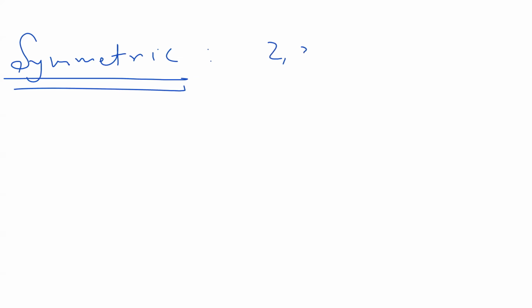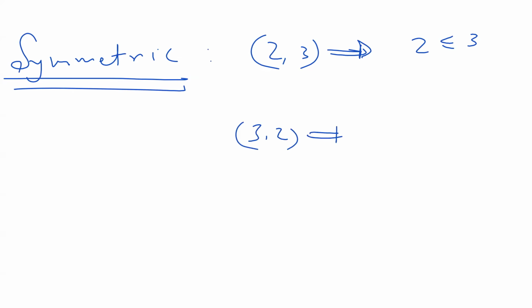Now 2 comma 3 implies what? 2 is less than or equal to 3. Reverse it: 3 comma 2. This implies what? The first statement is true. It has to be true. In symmetric, the first statement is supposed to be true. In transitivity, the first two statements are supposed to be true.